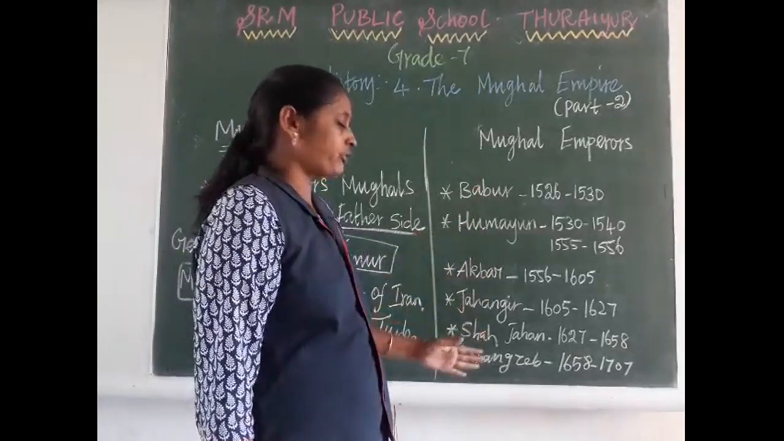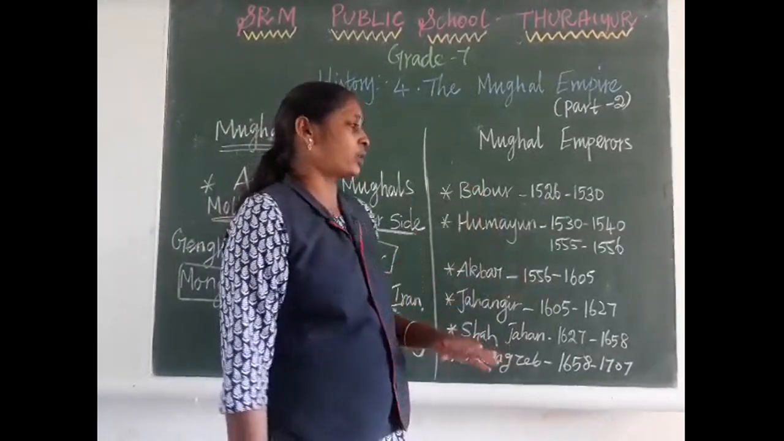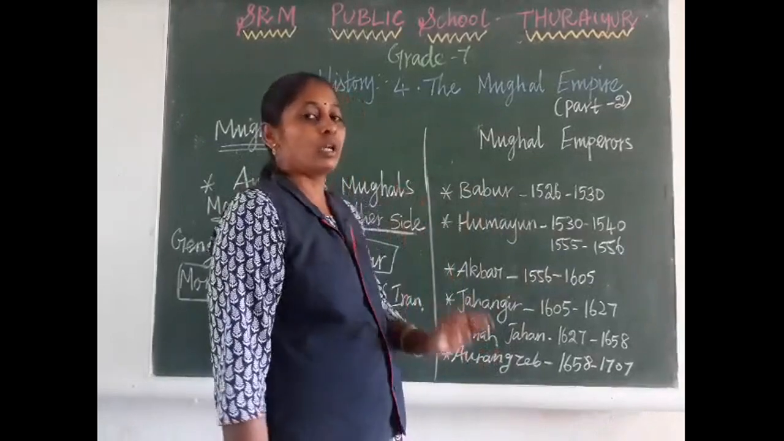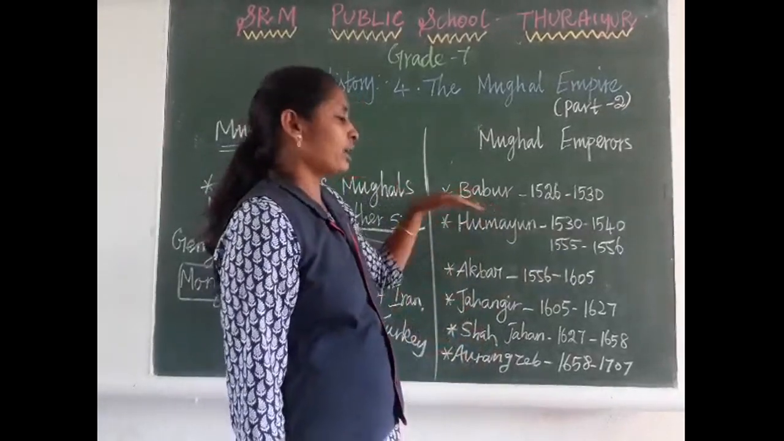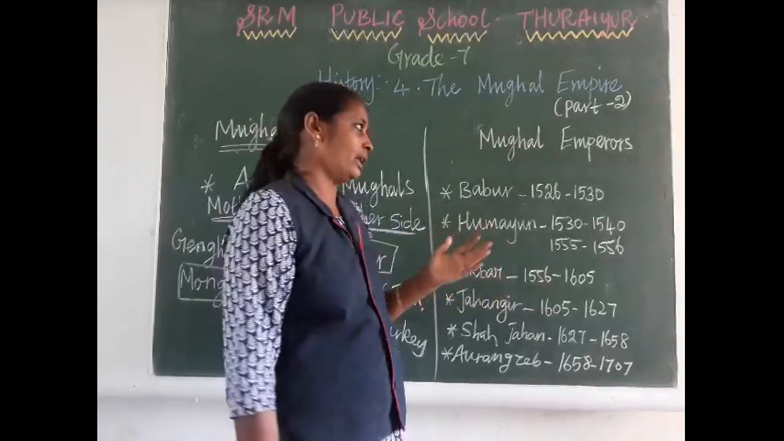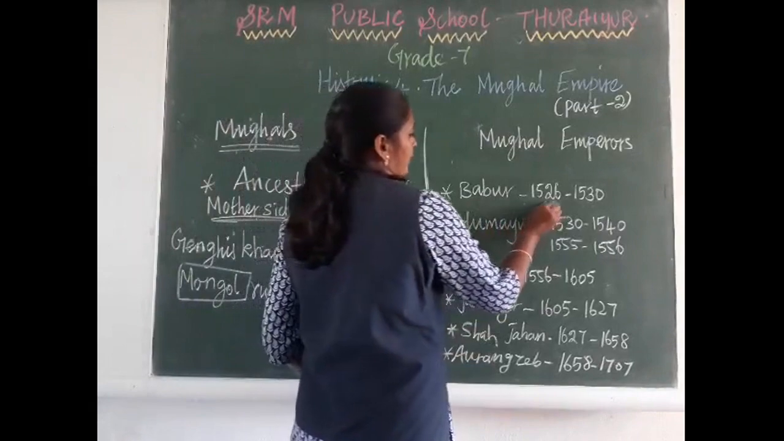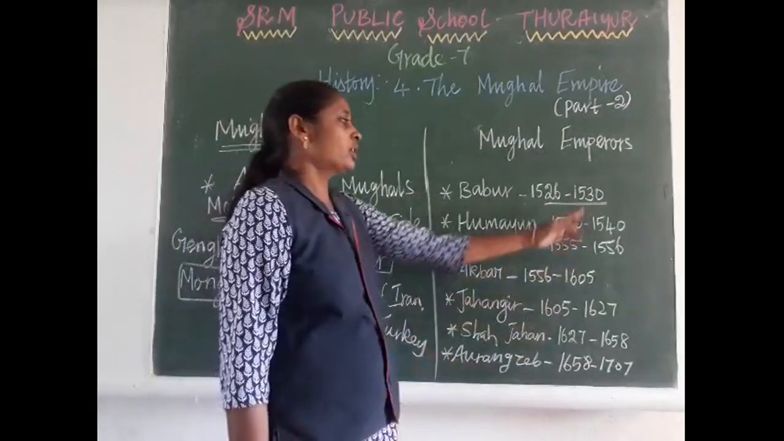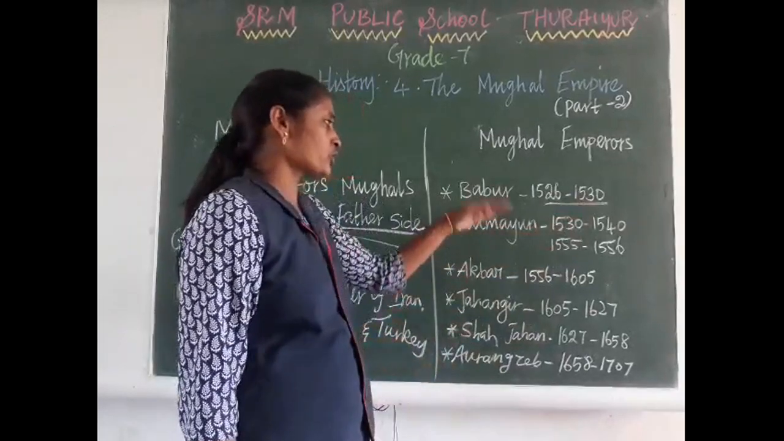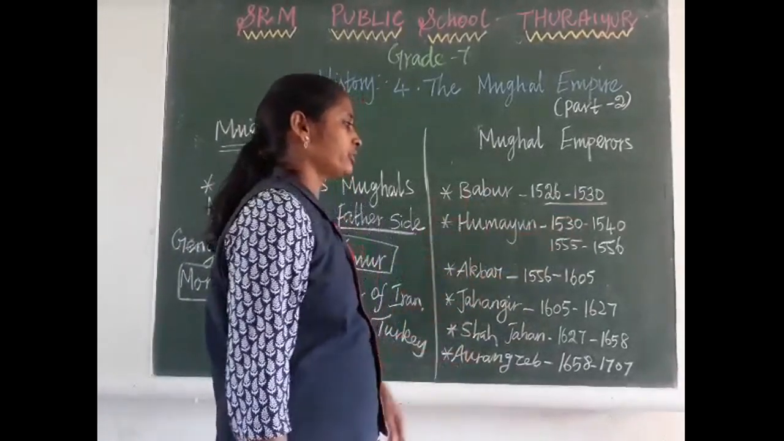A set of rulers we discussed in the last class. Here I gave 6 rulers. They are the famous Mughal rulers. Babur was the founder of the Mughal dynasty in India. How many years did he rule India? Only 4 years, 1526 to 1530. After Babur, his son Humayun started to rule.